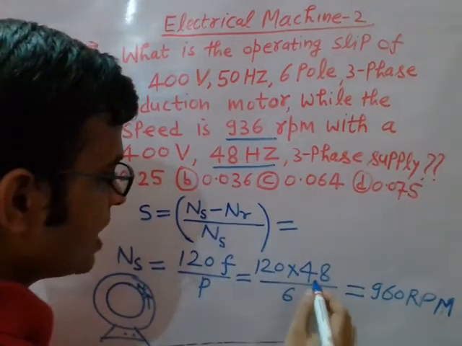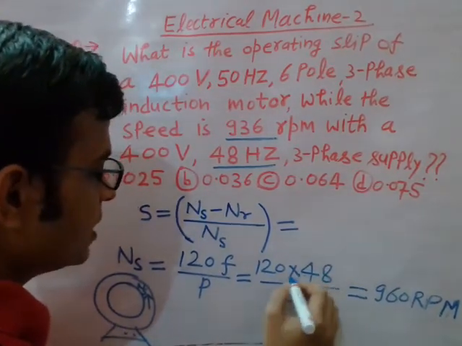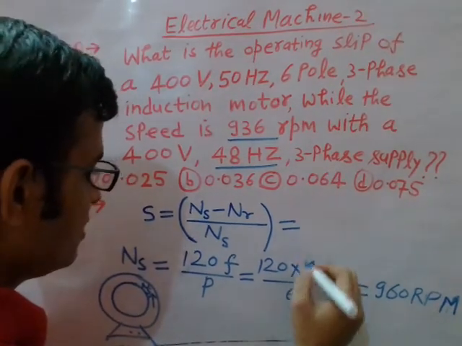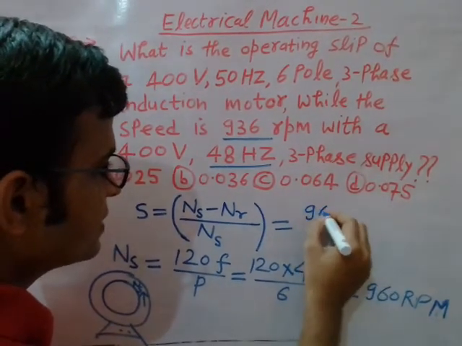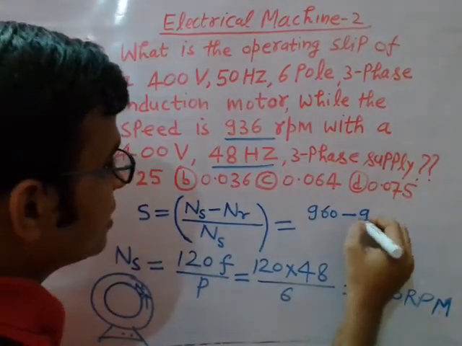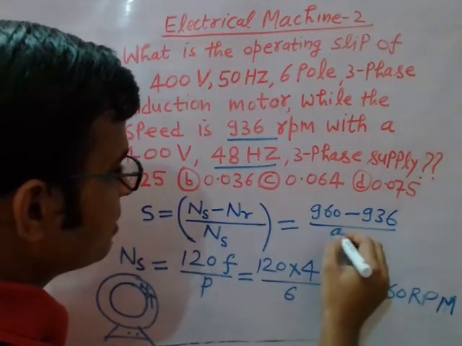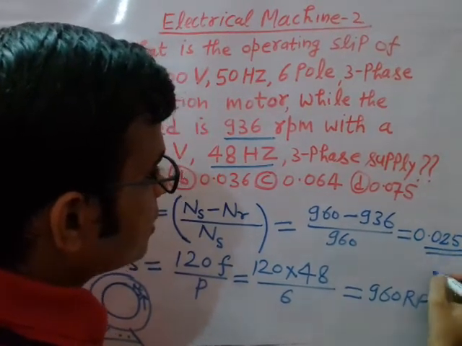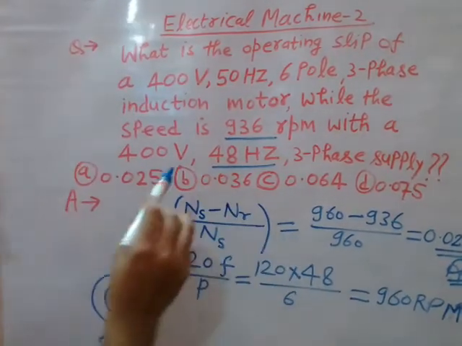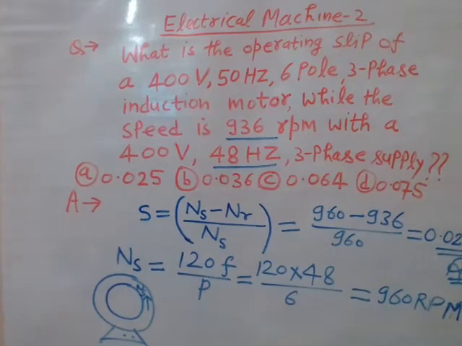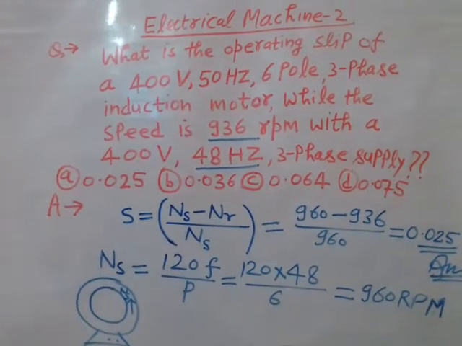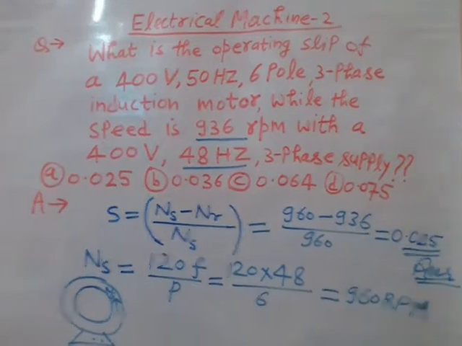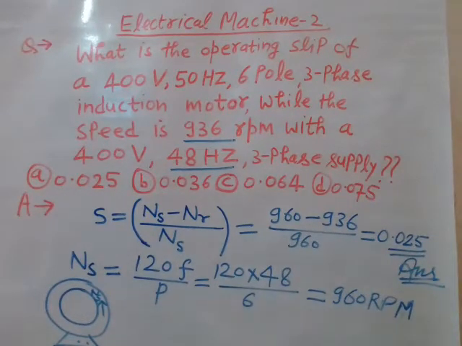So now you calculate the slip. ns you have calculated at 48 hertz, and that synchronous speed is 960 rpm, and the rotor speed is given as 936 rpm. So slip is (ns minus nr) divided by ns, that is (960 minus 936) divided by 960. When you calculate this, you will get 0.025. So the operating slip when the supply frequency is 48 hertz is 0.025.